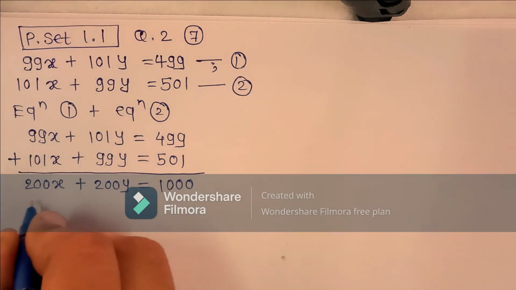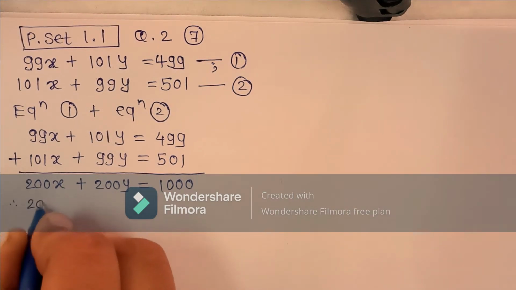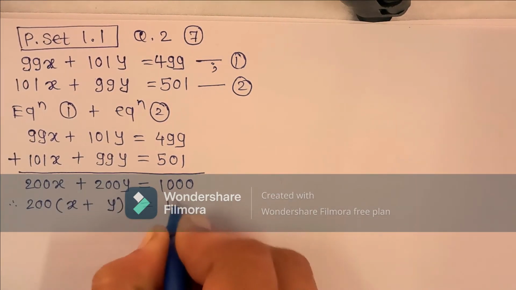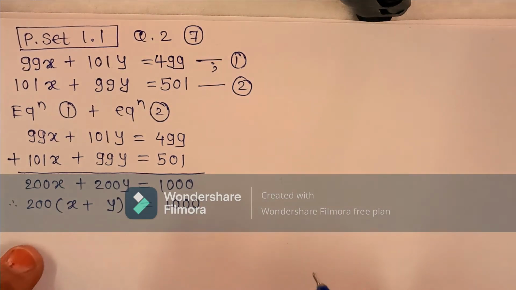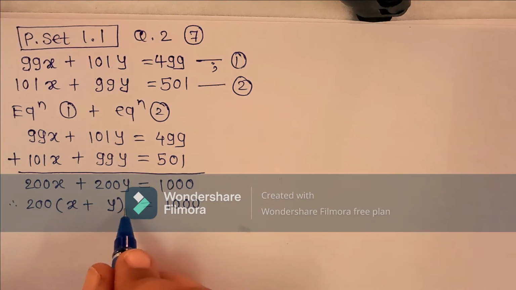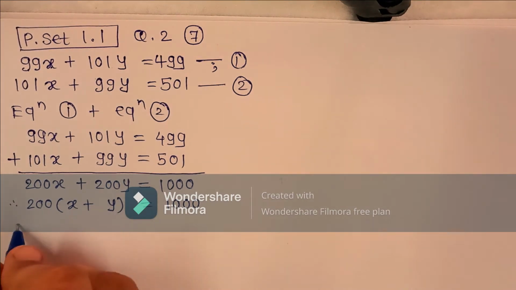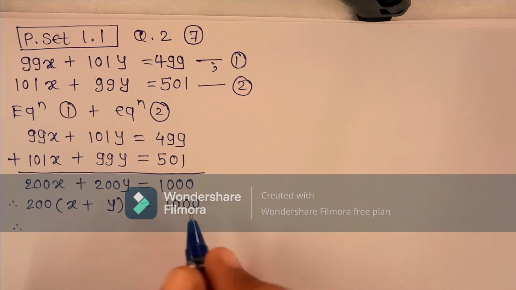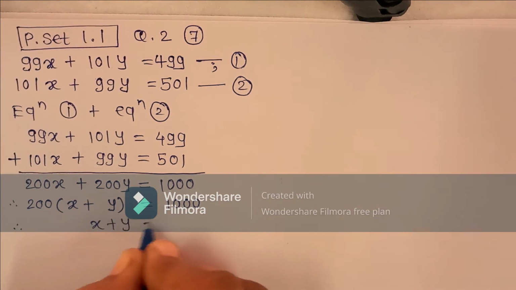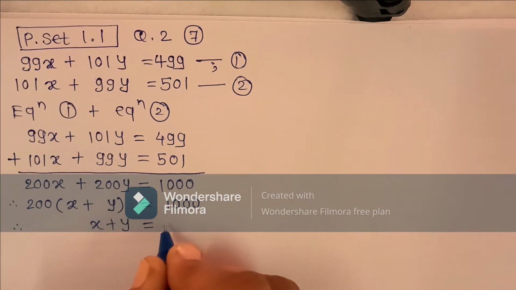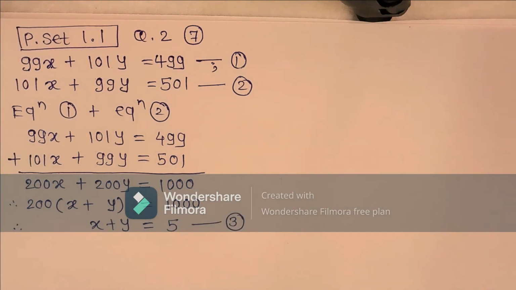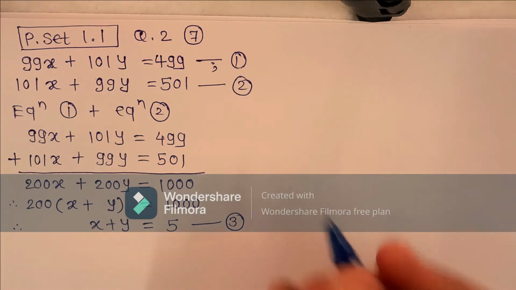So after simplification, if you take 200 common, then in bracket it remains x plus y is equal to 1000. Now this 200, if we divide this 1000, then you will get a simple linear equation that x plus y is equal to 5. Let us consider that equation as equation number 3.